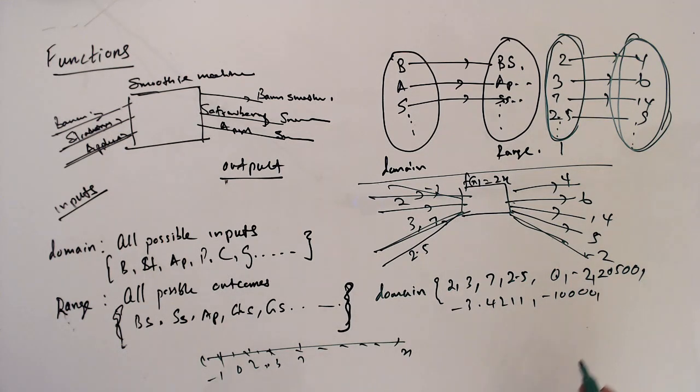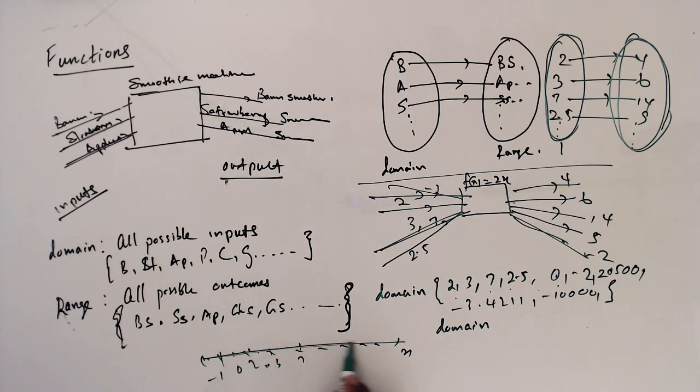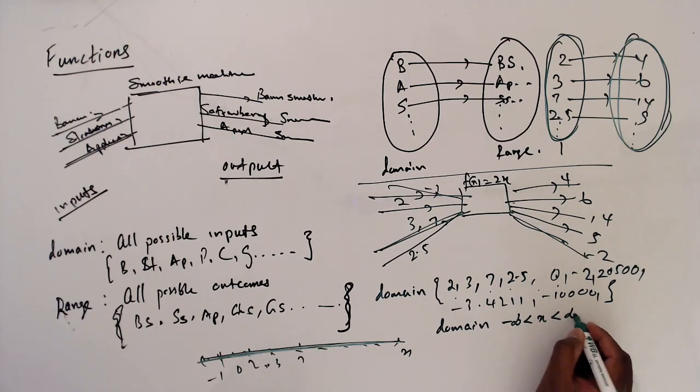Can I double minus 10,000? Yes. Now, domain means all possible inputs. So now I have to write each and every number until my death. If I start writing this, I have to write all the numbers until my death. So we can simply write it in set notation, whole number line. So we can put any number in this number line. So domain is going to be minus infinity to plus infinity, any number. So this is the way we can explain it simply.